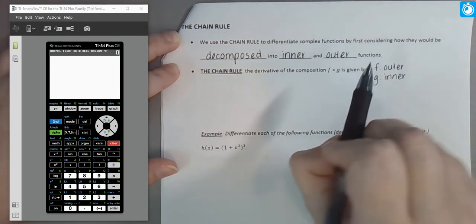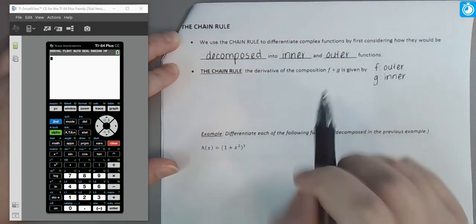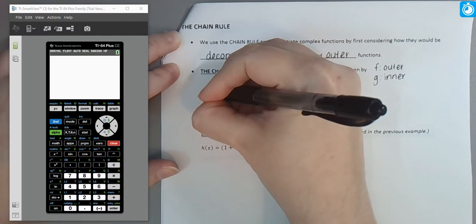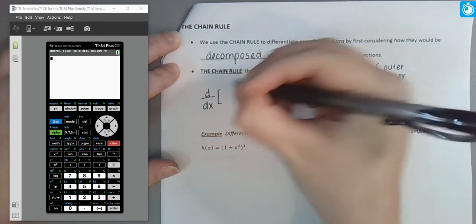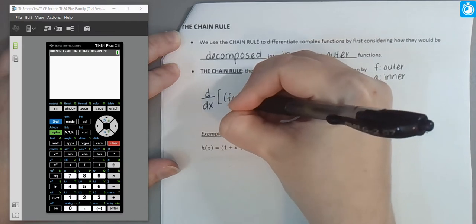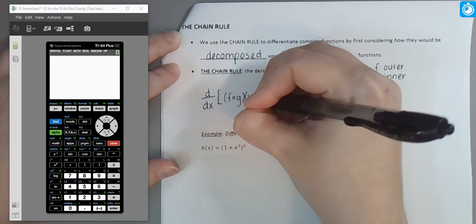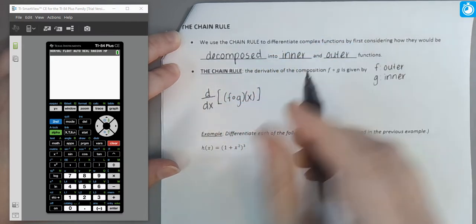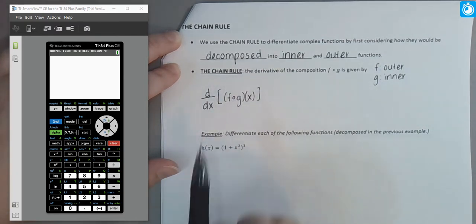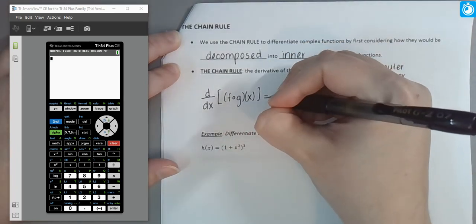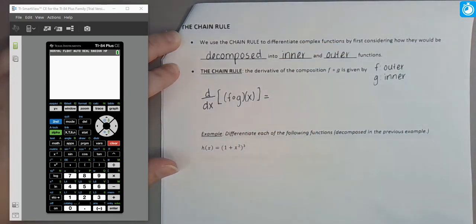If we want to differentiate a composed function, so what are we doing? We're taking the derivative with respect to x of some function that's represented by a composition. Again, remember this notation means g of x is plugged in to f of x. It's going to be a layering. Okay, so here's how it's going to look.